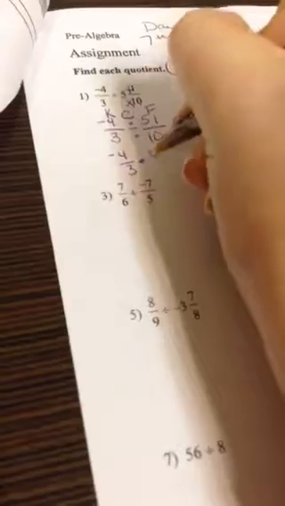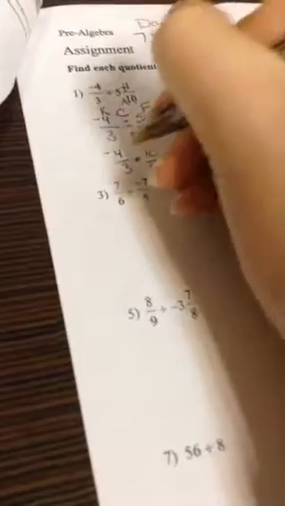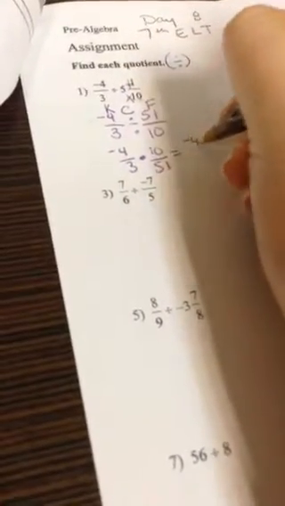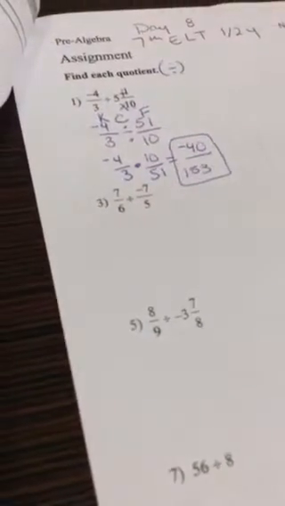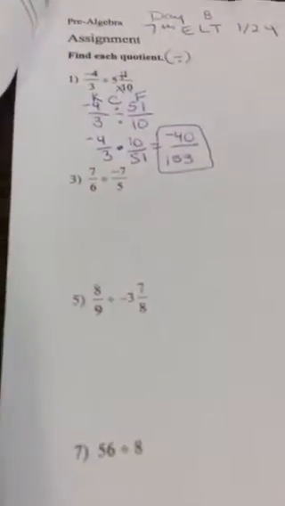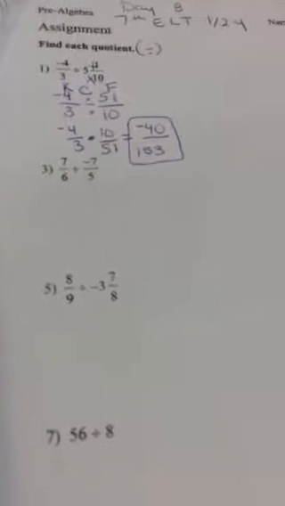And then I'm going to keep the first fraction the same, change my division to multiplication, and flip this. So keep, change to multiplication, and then flip. After you do that, you multiply straight across like always. A negative 4 times a positive 10 is a negative 40, over 3 times 51 is 153. So for number 1, the quotient of negative 4/3 divided by 5 1/10 is negative 40 over 153.